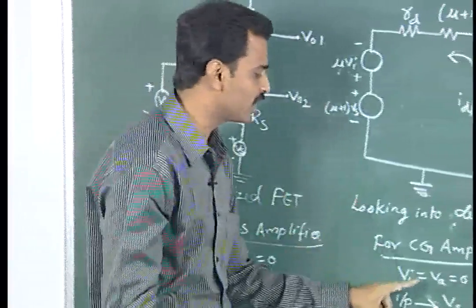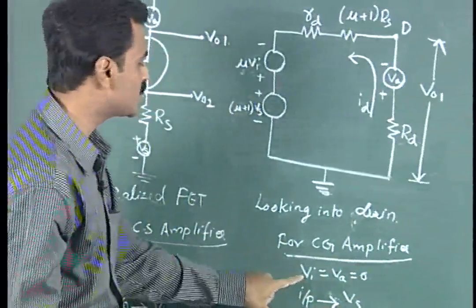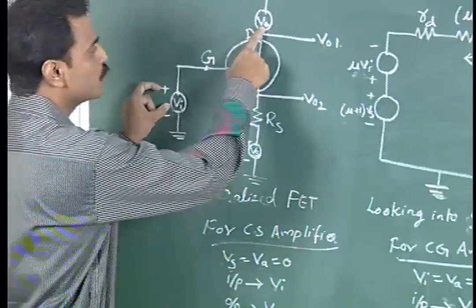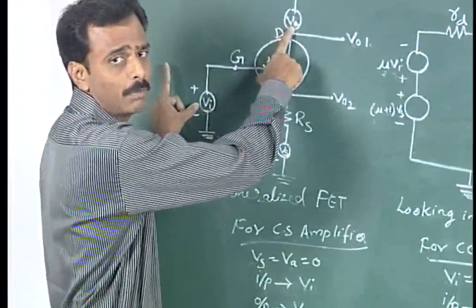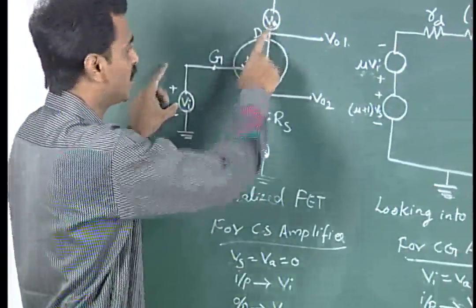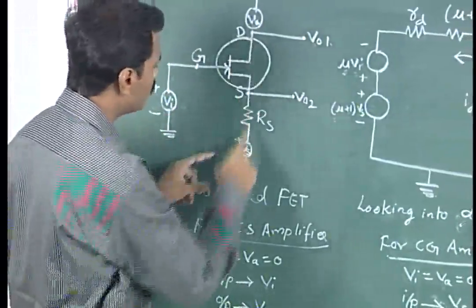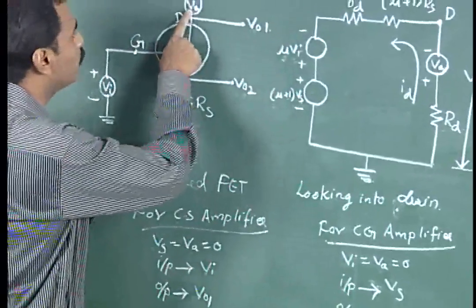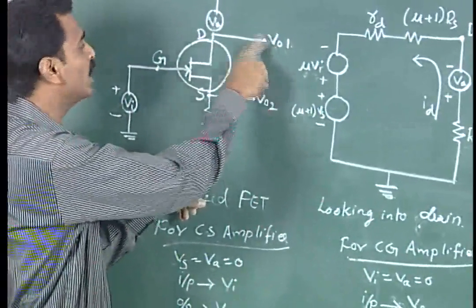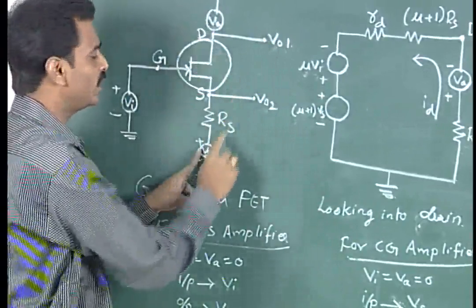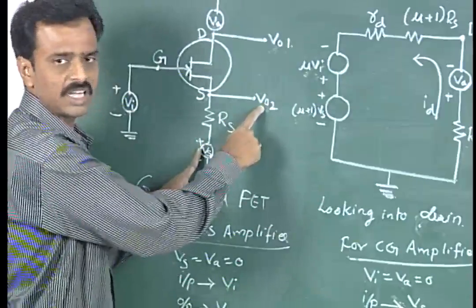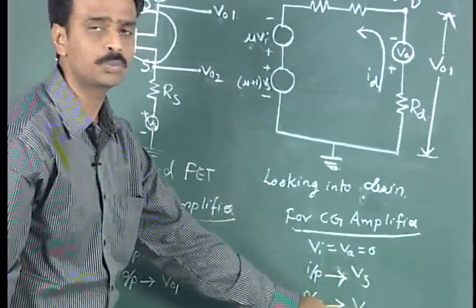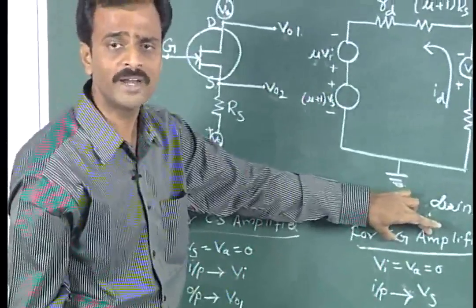In a similar fashion, for the common gate amplifier, the voltages Vi and Va will be equal to 0. These will be equal to 0 when the gate terminal has been made common for both the input and output connections of the circuit, where now Vs will be the input supply and the output is taken across V02. These two voltages are maintained at 0, the input is given across Vs and the output is collected at V02. This is how we can calculate the input and output voltages when the gate terminal has been made common.